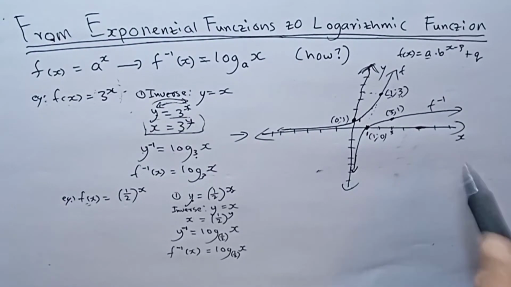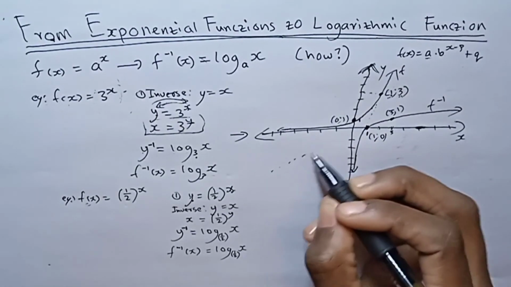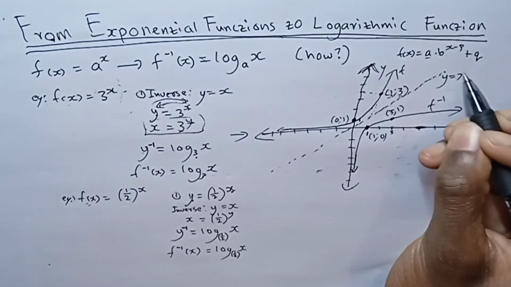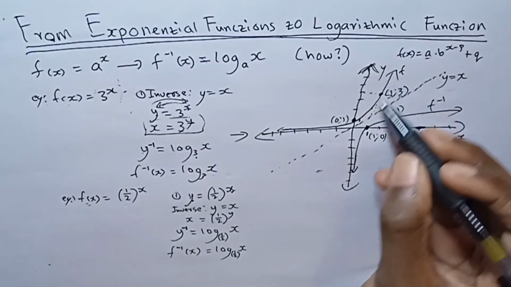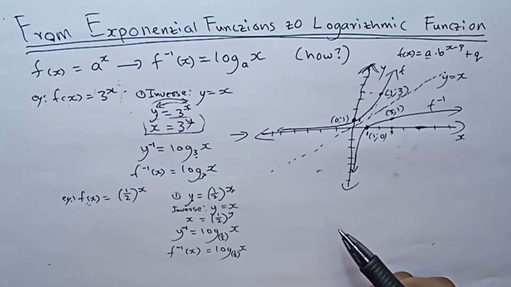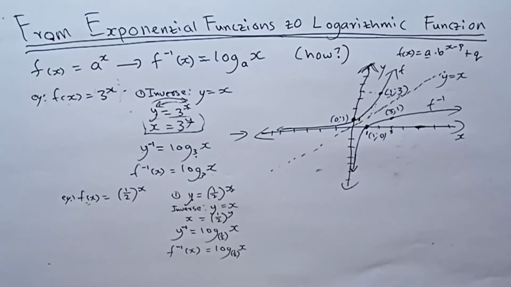So you see how easy this is. So basically, this is the logarithmic function. Remember, it is a reflection across the line y equals x. So when you look at this and you look at this, you can see this is a mirror line. Guys, these things are easy.